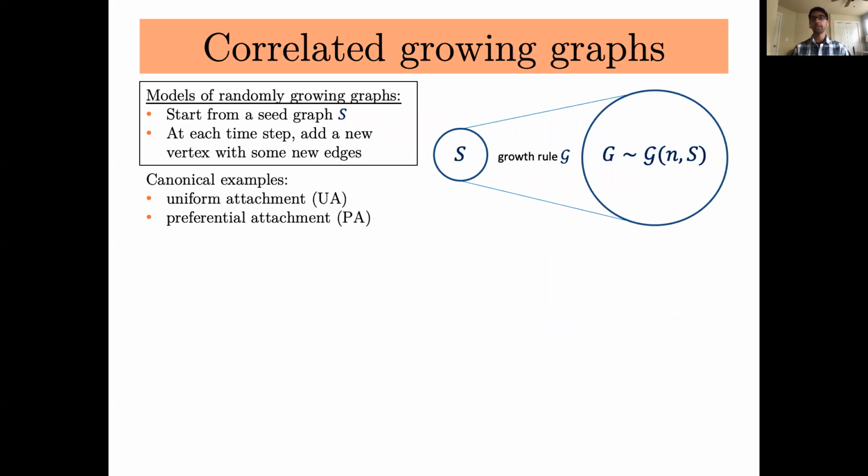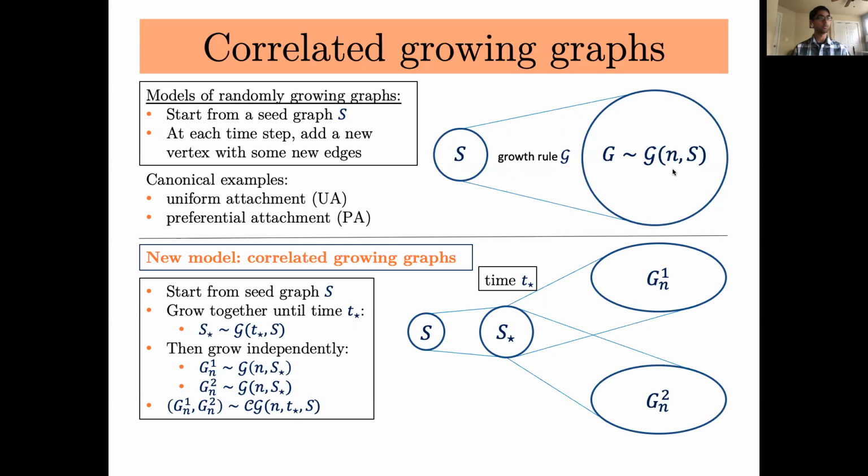More generally, we can represent any randomly growing graph by the following schematic. Starting from some seed graph S, we add vertices and edges according to some growth rule to eventually generate large networks with n nodes.